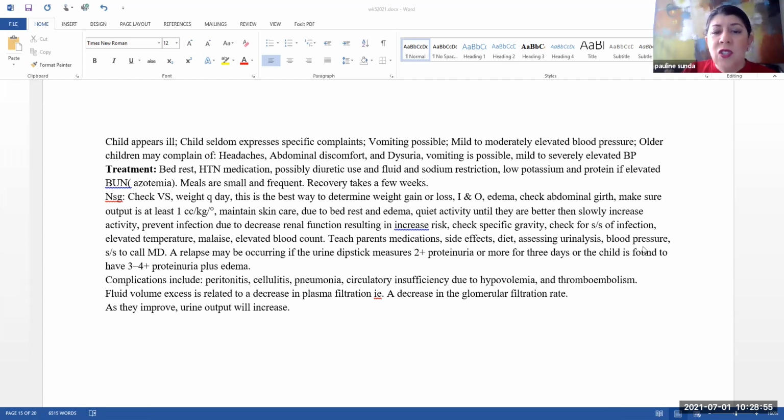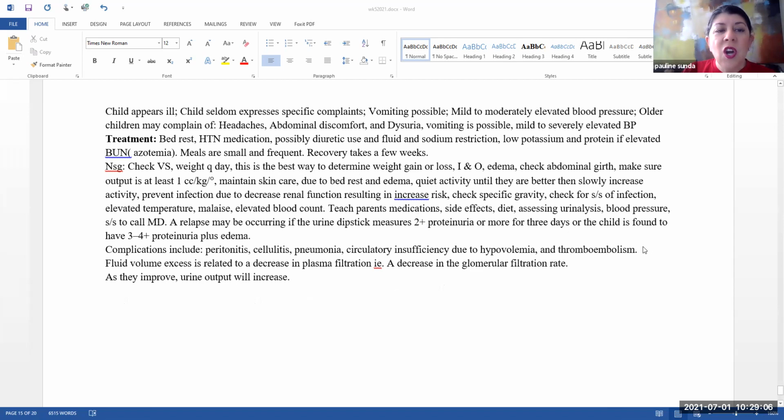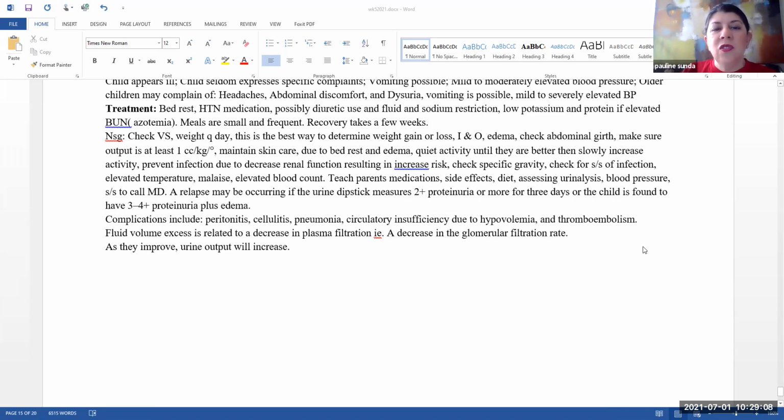Maintain skin care. Due to the bed rest and edema, we want to make sure that we are turning them at least every 2 hours. Quiet activity until they are better, and then slowly increase activity. We do want to prevent infection due to the decreased renal function resulting in an increased risk. Check specific gravity, check for signs and symptoms of infection: elevated temperature, malaise, elevated blood count.